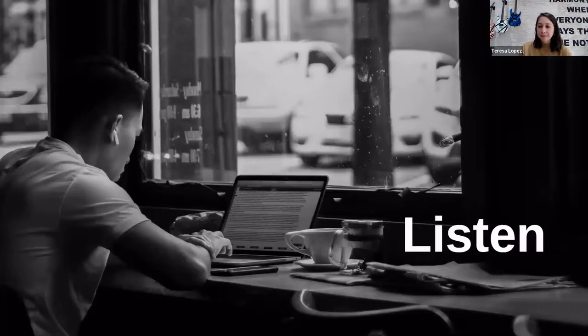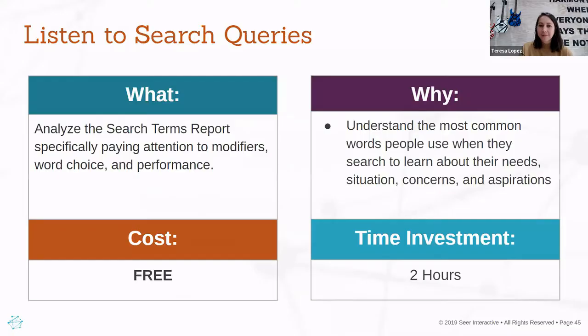So now we're going to jump into some listening techniques. And one of the easiest ways to do this is by analyzing your search term reports and taking a look at your search queries. So the main thing that you're looking to do here is looking for modifiers and word choice, and do they line up with how you are presenting your ads and your landing page copy and the keywords that you're selecting. So how do you do this?